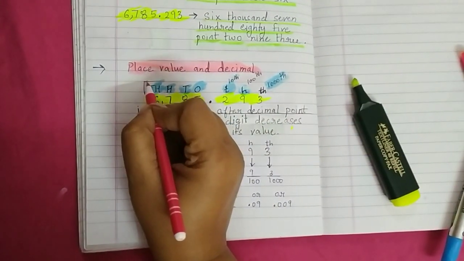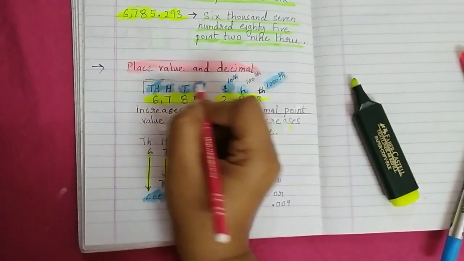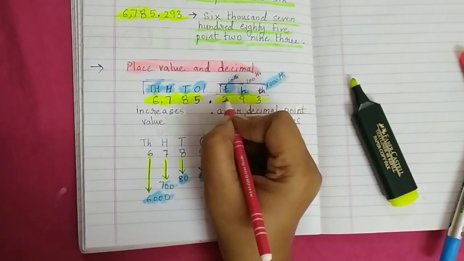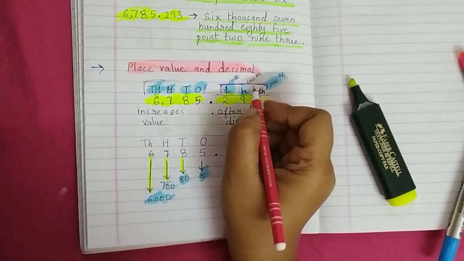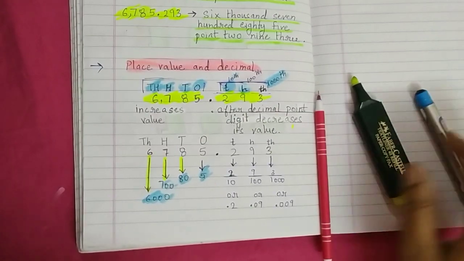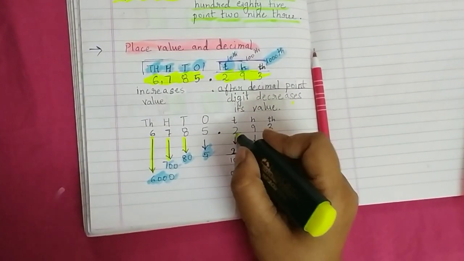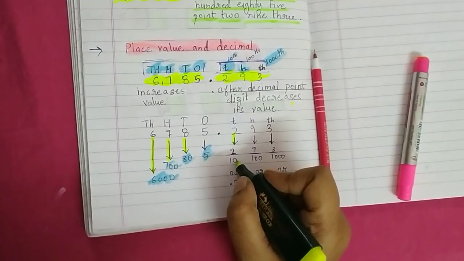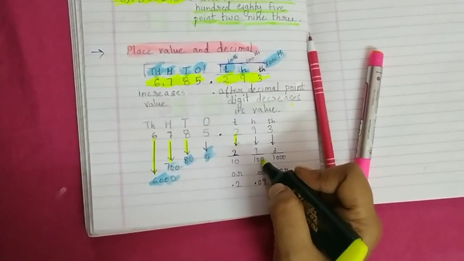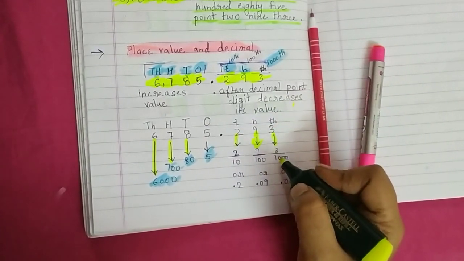For showing place values on the left we use capital letters, but here we are using small letters: t for tenth, h for hundredth, th for thousandth. Is this clear? Now see here: 2 at tenth place is 2 upon 10. 9 at hundredth place is 9 upon 100. 3 at thousandth place is 3 upon 1000.